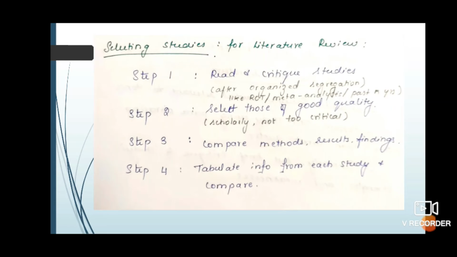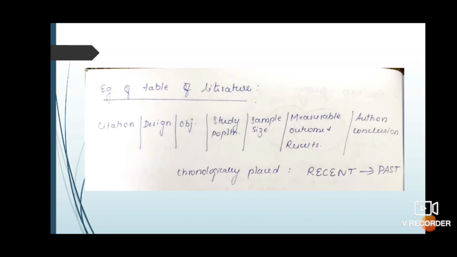And then we have to compare the methods, research results and findings. Before that, we have to make a kind of table with columns, in which we include the headings: which article it is, when it was published, what was its aim, what methodology was used, what results were obtained, and the place of study. Such a summary table we have to make, and then compare the studies among themselves. This is a sample of that table. For example, citations, design used, objectives, study population, study sample, the measurable outcomes and results of those studies, and the conclusions.